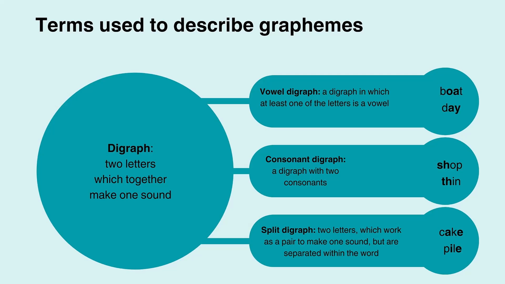A split digraph has two letters which work as a pair to make one sound, but are separated within the word. For example, A split E in cake or I split E in pile. These are sometimes referred to as magic or silent E words.